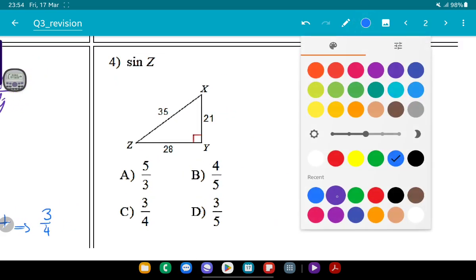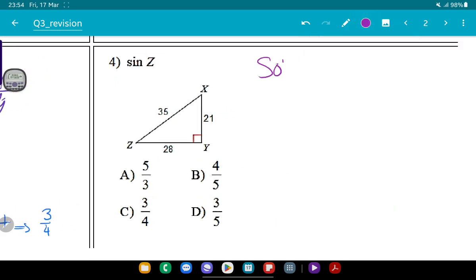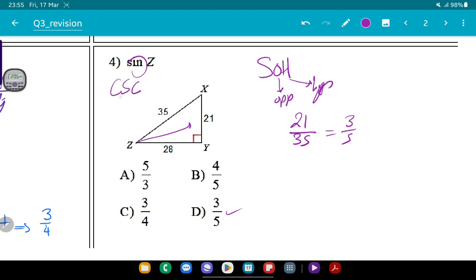Sine, so it's opposite over hypotenuse. For which angle? Angle Z. This is opposite, 21 over 35. Divided by 7 is 3 over 5. What's the reciprocal function of sine? It's cosec. So if you ask about cosec, you should write 5 over 3.